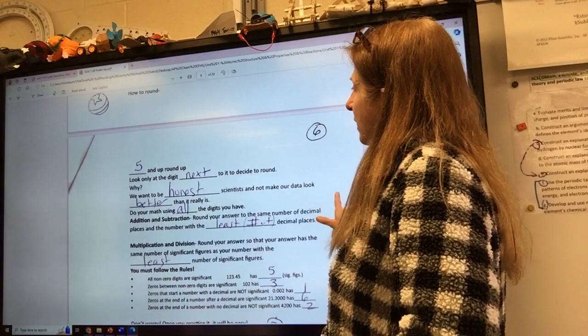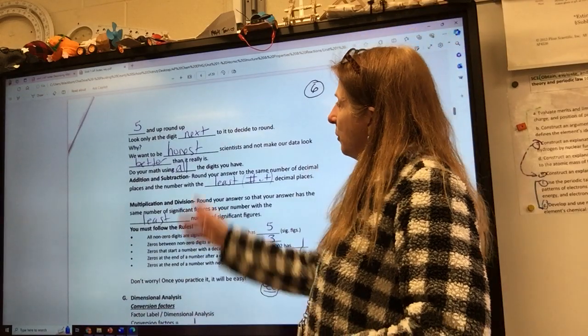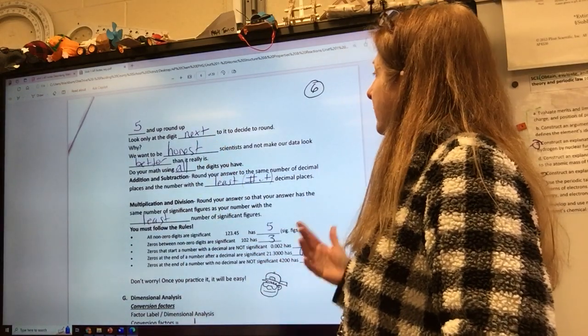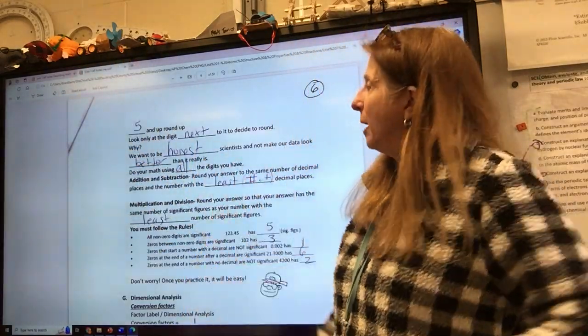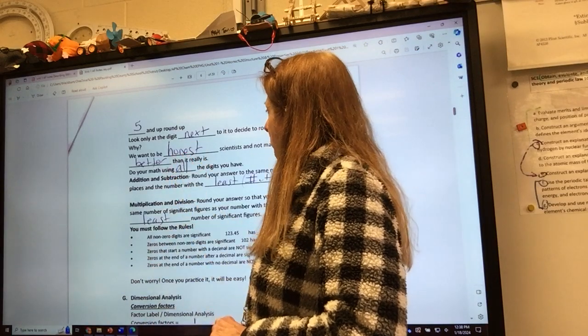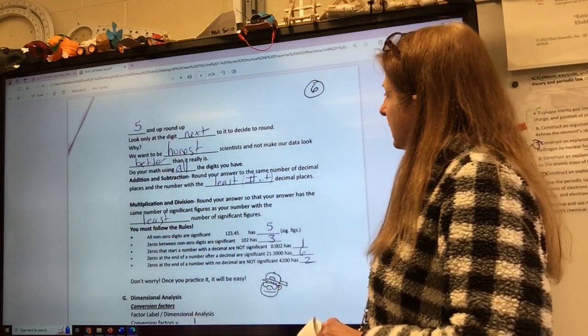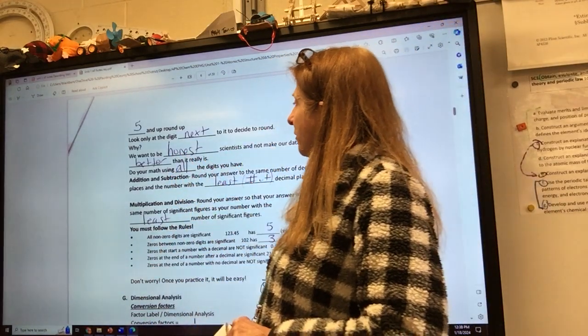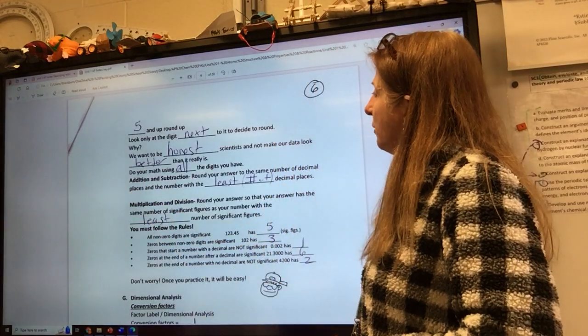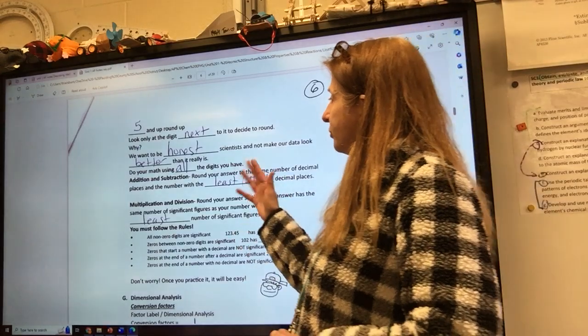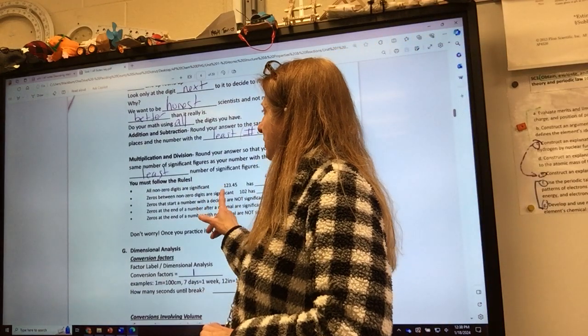How to round. So 5 and up, round up. You only look to the digit next to it to decide why, because further out digits are too little to be powerful enough to round something. Why do we do this also? We want to be honest scientists and not make our data look better than it really is. How you do this is you do math using all the digits you have, and then there's different rules for addition and subtraction and multiplication and division.